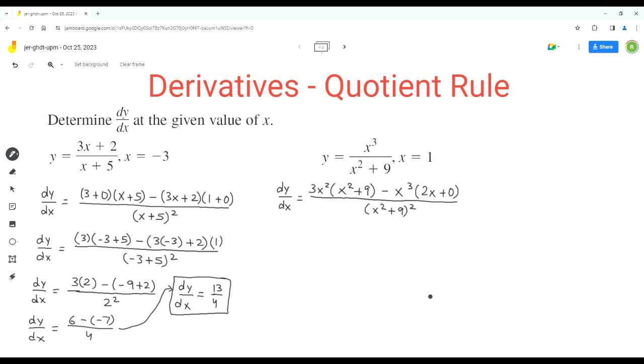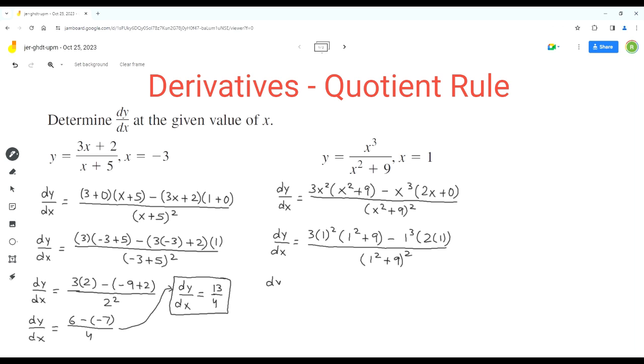Now we have to find the dy over dx value at x equals 1. So we should sub in x equals 1 in this expression. We do not have to simplify it first before we sub in x as 1. So we get 3 times 1 squared times 1 squared plus 9, then minus 1 cubed times 2 times 1. We can get rid of the 0 because addition by 0 doesn't change anything. And in the denominator, we get 1 squared plus 9 in parentheses, and then squared.